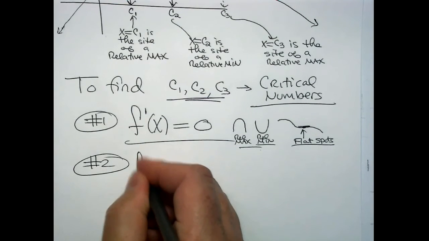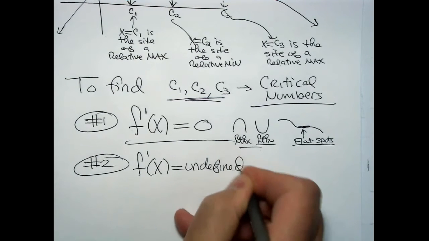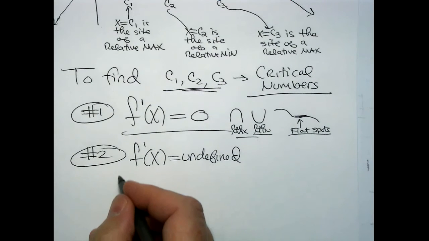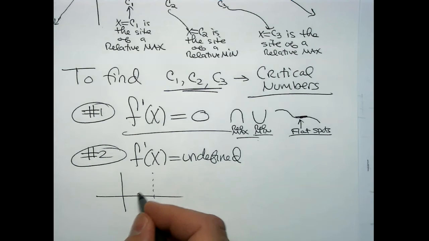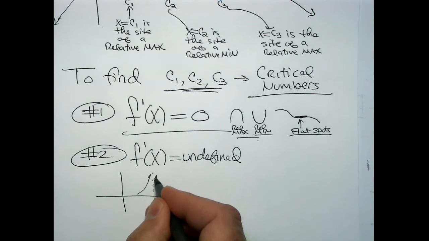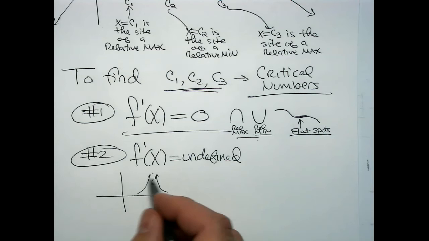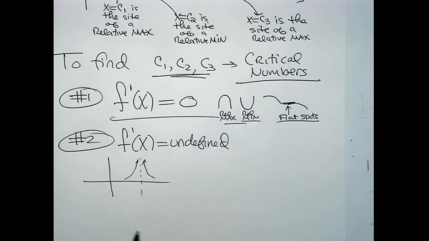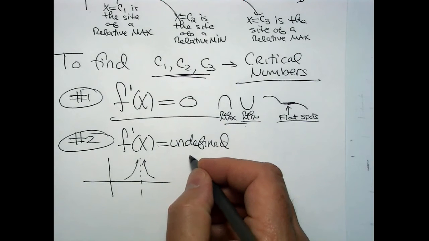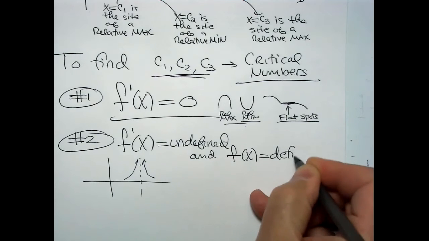All right. Number two, the second thing you want to know is where is f prime undefined? Now be careful with this one because there's two different versions of f prime being undefined. One version of f prime undefined would be something like this. I'll remind you that if a function is undefined, the derivative will also be undefined. So we will pick these up, and these aren't really relative maxes or mins. I mean, they go to infinity. So that's not really what we're looking for. It has to be defined. So make sure that f of x is defined. In other words, there's a point there.